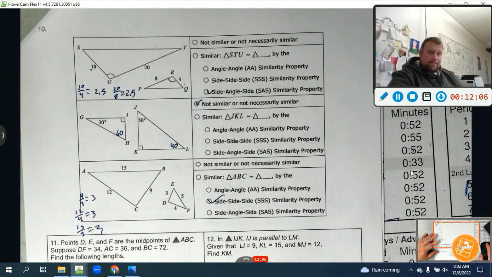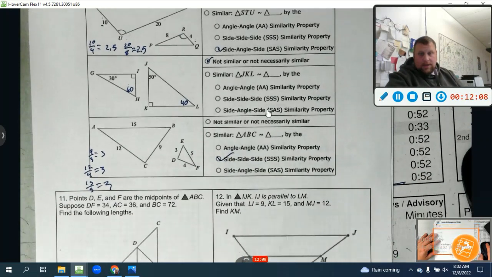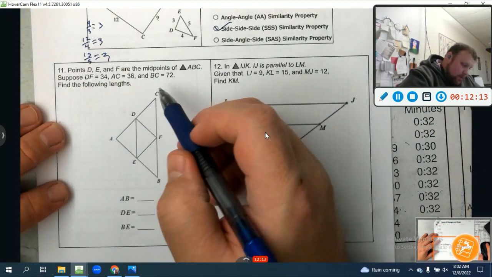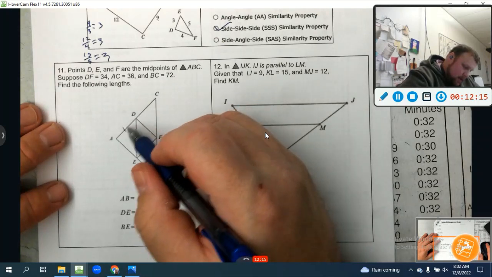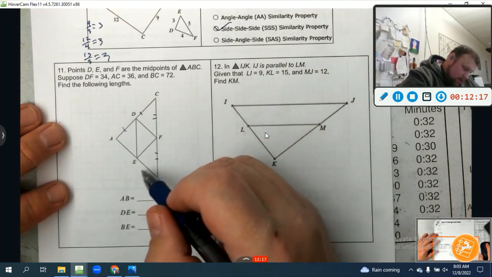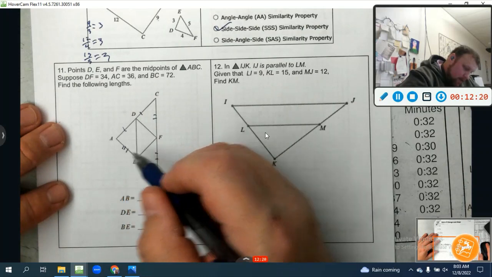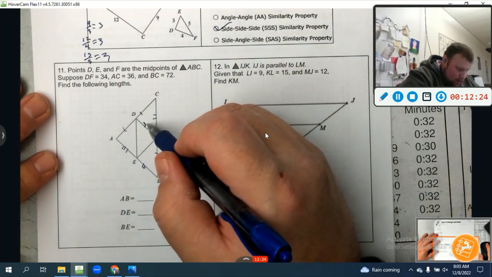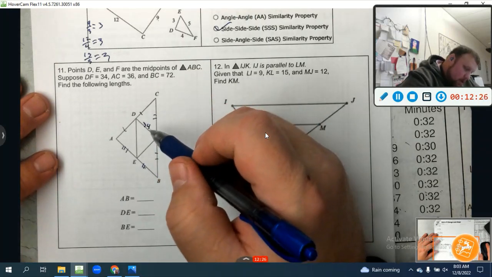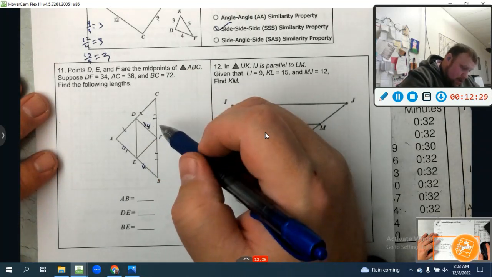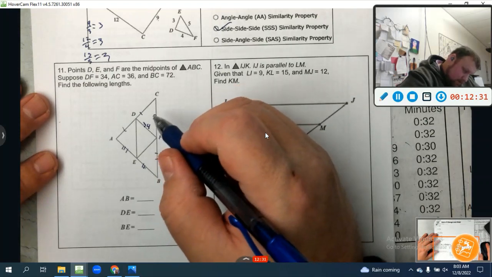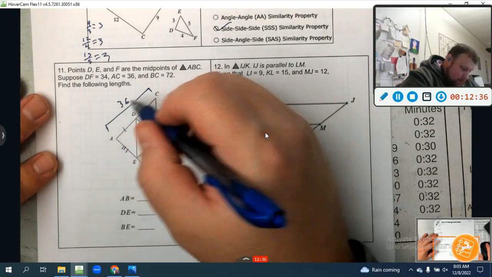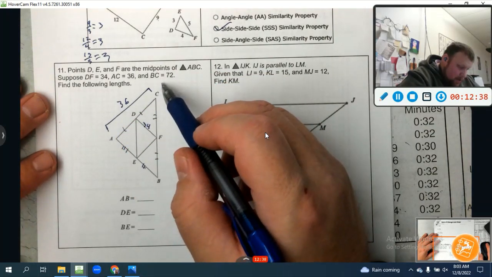D and F are midpoints. Okay, good. So it cuts this half, half, half, half, half, and half. Of triangle ABC, suppose DF equals 34, and AC equals 36. BC equals 72. I want to find AB.